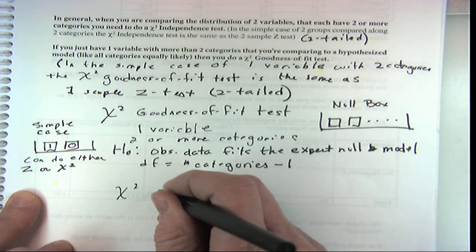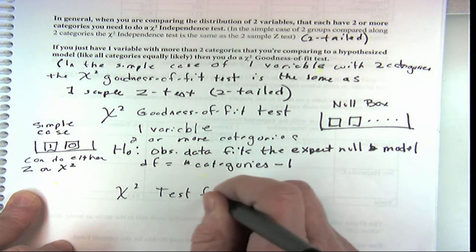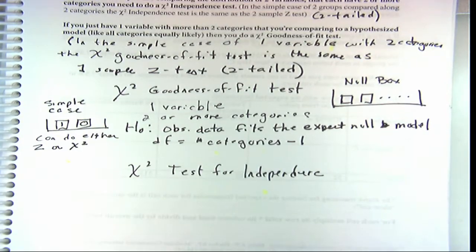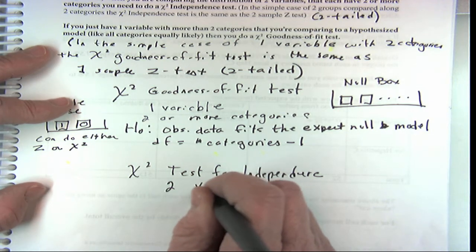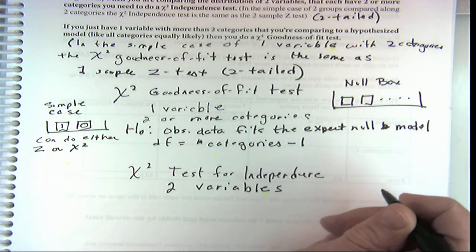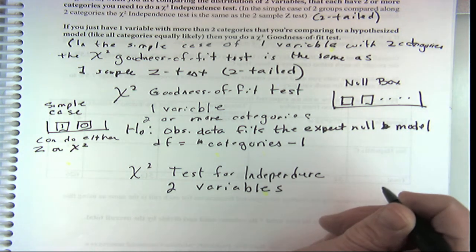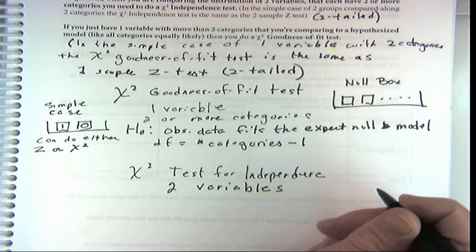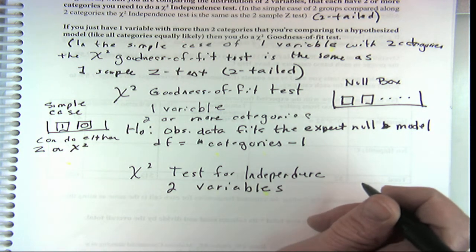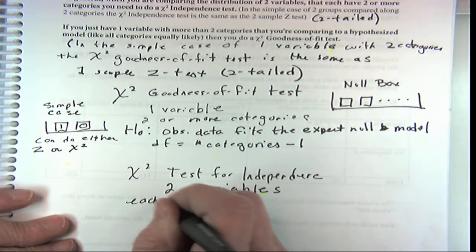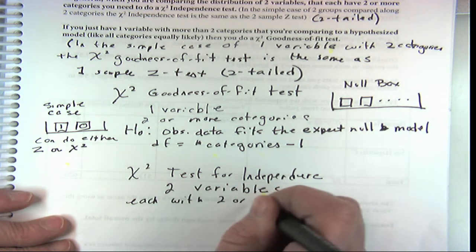So the chi-square test for independence. Now we're going to have 2 variables. Like gender would be one variable. You could even do male, female, and trans. You could have 3 categories there. And then you could say answer to some question, and it doesn't have to be yes or no. It could be yes, no, maybe. It could be more than just 2 categories. All right, 2 variables, each with 2 or more categories.